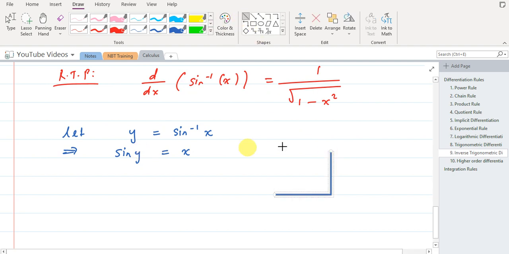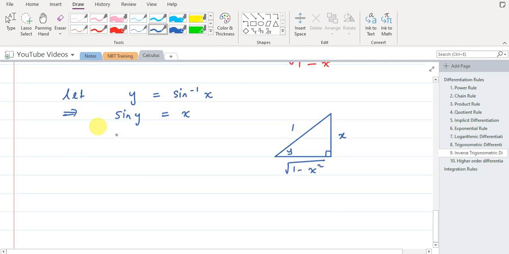Whilst we're here, let us just draw the triangle. Sine of y, so in other words the angle is y, is equal to x. Sine means opposite over hypotenuse. Opposite is x, hypotenuse is 1. So the adjacent will be the square root of 1 minus x squared by Pythagoras. We have completed the triangle, which is great. Now if I find the derivative of this, remember we're finding d dx. Now y is already a function in x, so we need to apply implicit. I've also done a video on trigonometric differentiation just before this, which is the 8th one, so make sure to check that out as well.